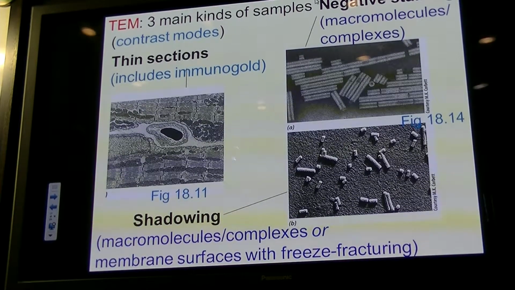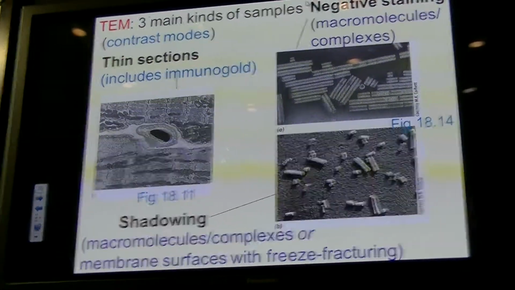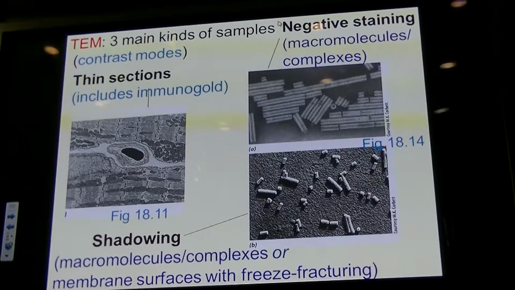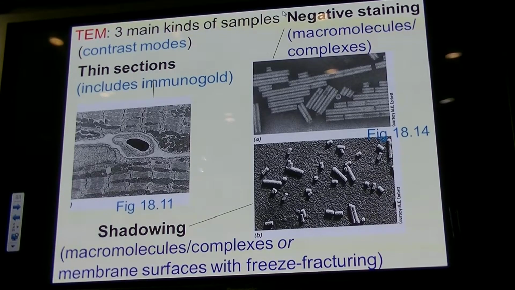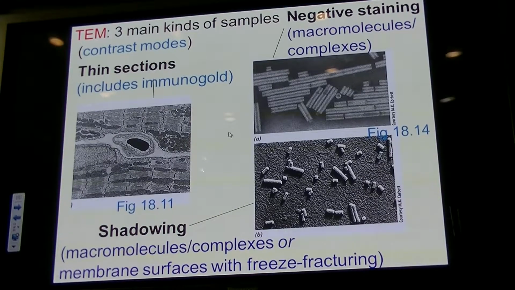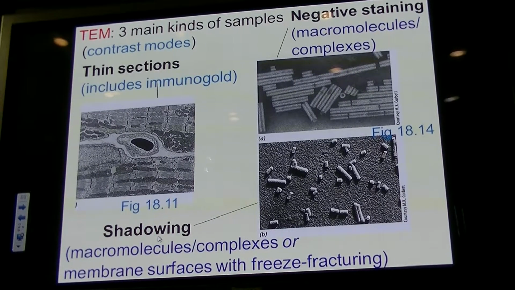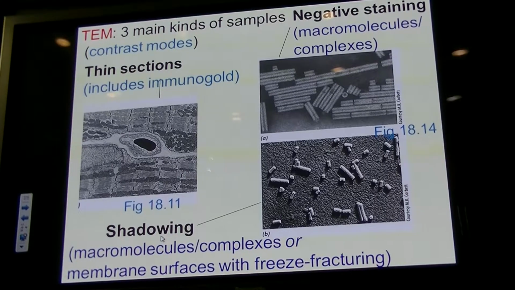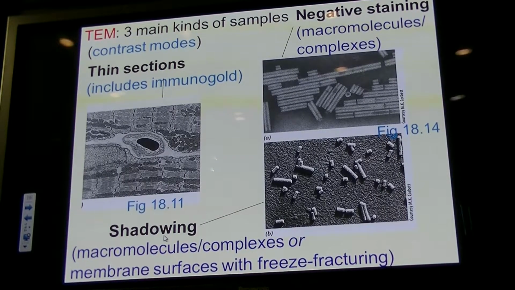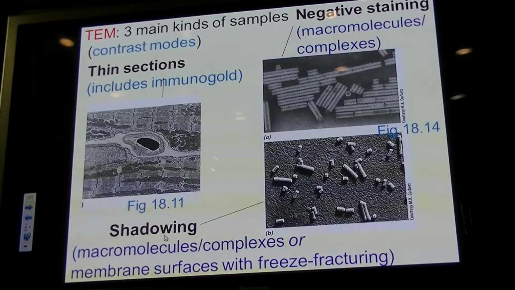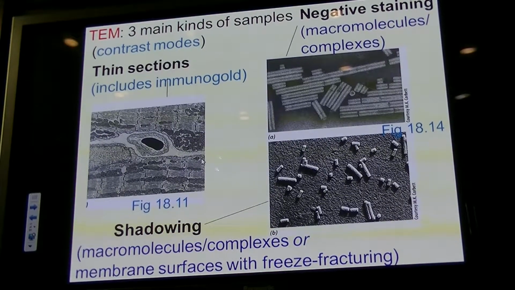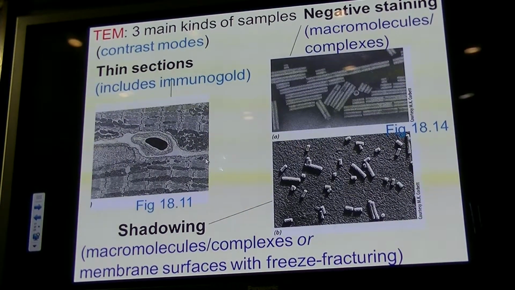So, how can we stain samples and what kinds of images can we form in a transmission electron microscope? There are three main ways in which we can get contrast. The first one I call thin sections. The second one is negative staining, and then we have shadowing. Now, thin sections is an approach that really is analogous to bright field conventional light microscopy. You just have a thin section of tissue. It's stained with heavy metals, we'll get to that, and that gives us an image.